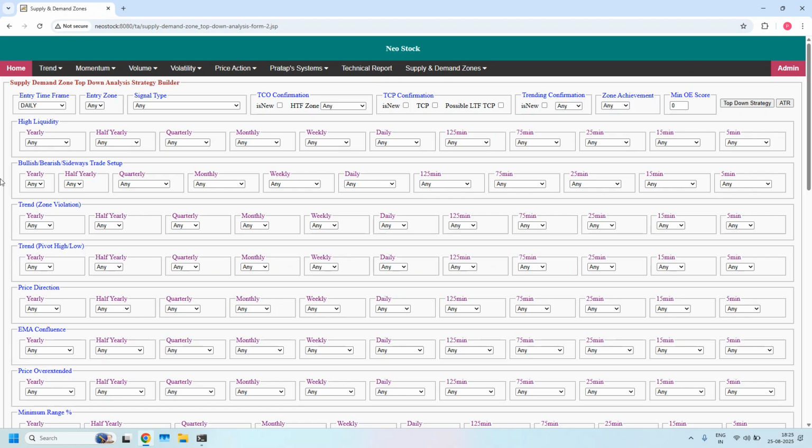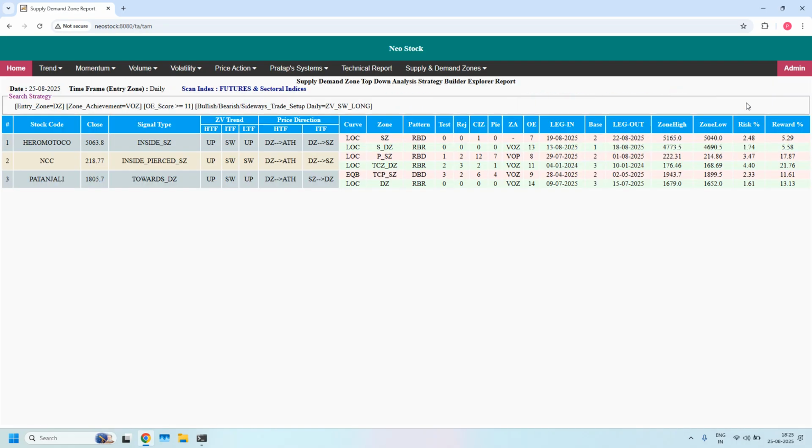So starting with monthly income trade, sideways long trade setup, entry time frame daily, entry zone demand zone. Here bullish or bearish or sideways. At a daily I am selecting sideways long. Zone achievement violated opposing zone. Minimum odd enhancer score 11 for sideways. Let's filter. We got 3 stocks.